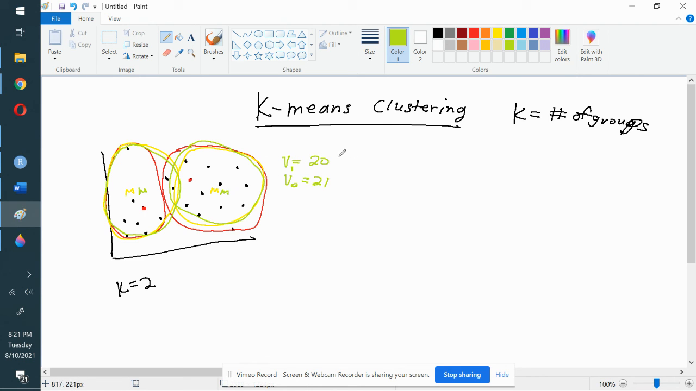Then we do that all over again. We repeat the same exact steps and calculate the total variance. So let's say we did this all over again, clustering it, and then for the second round, we got a variance of 18 for the first cluster, and 19 for the second one.